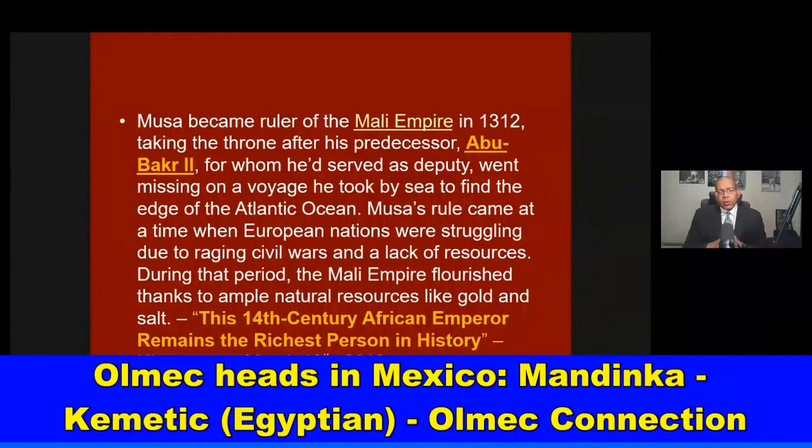Mansa Musa's rule came at a time when European nations were struggling due to raging civil wars and a lack of resources. Okay, so Europe was dealing with poverty, famine, disease, civil wars, things like this, while West Africa is thriving, while the Mali Empire is thriving. During this period, the Mali Empire flourished thanks to ample natural resources like gold and salt.